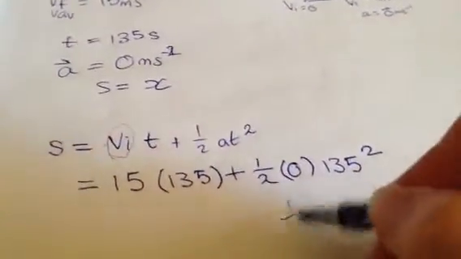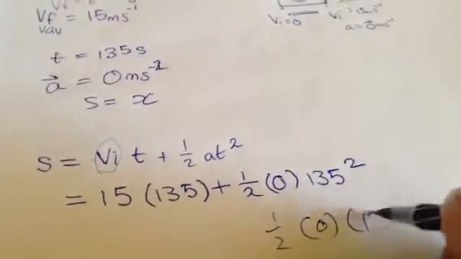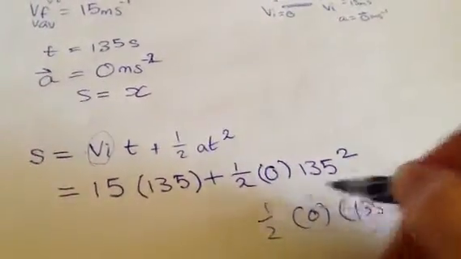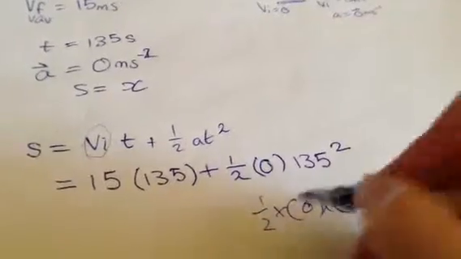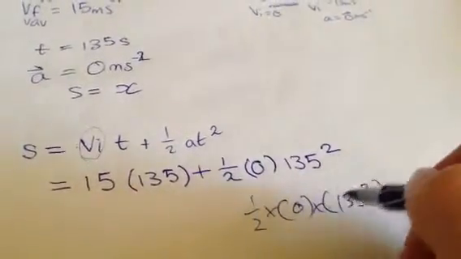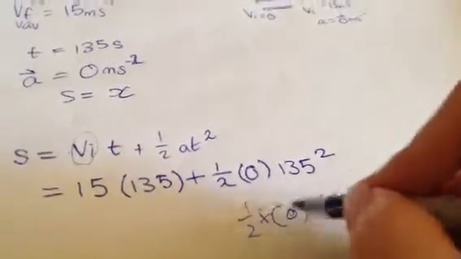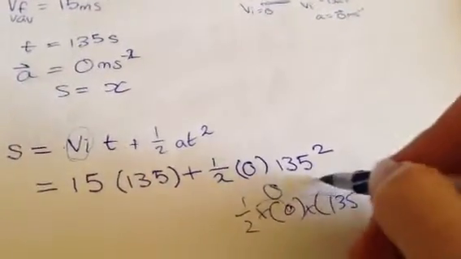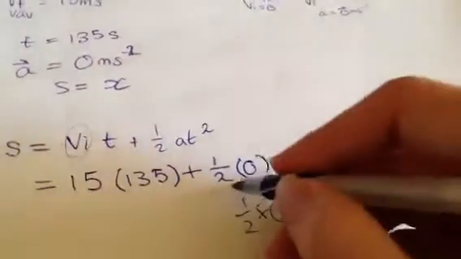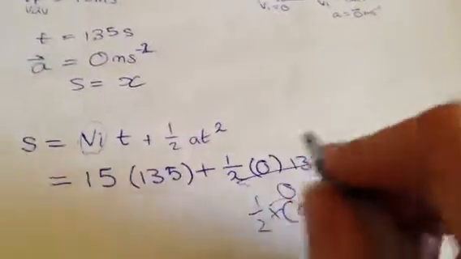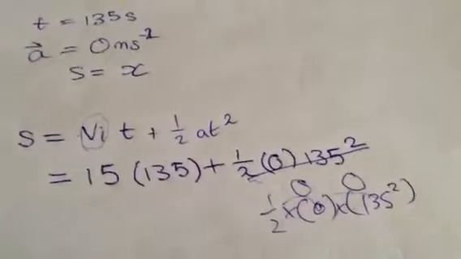Now look here, half times 0 times 135 squared is obviously going to be 0 because there's a times operand of 0 in there. So basically, when you multiply anything by 0, it's going to be 0. So if we were to do this, half 0 is 0, and 135 times 0 is 0. So goodbye to that section. That's only if we're accelerating, which we're not.